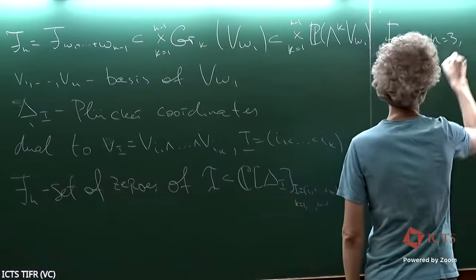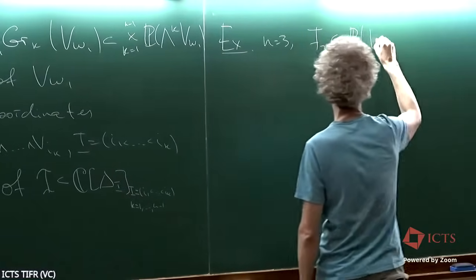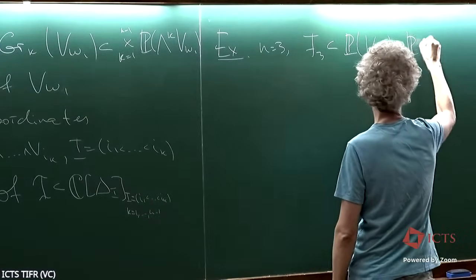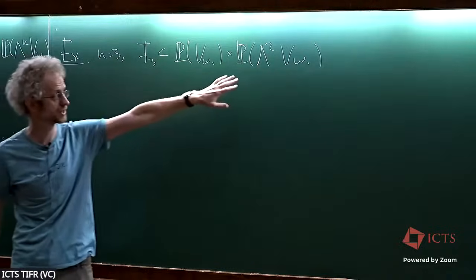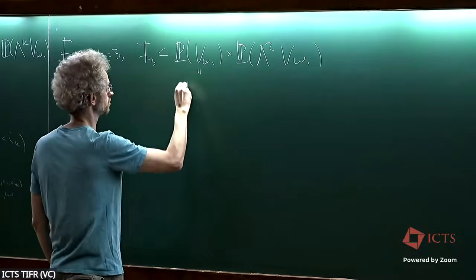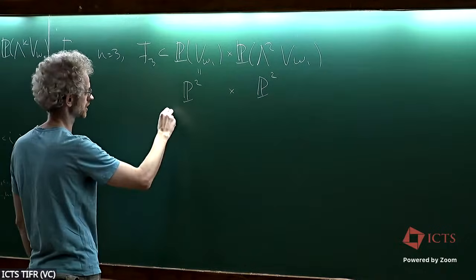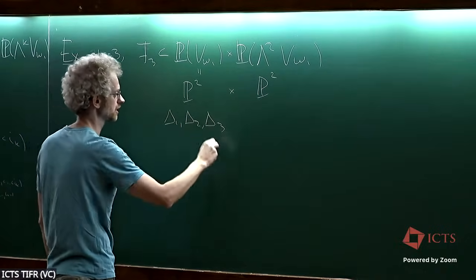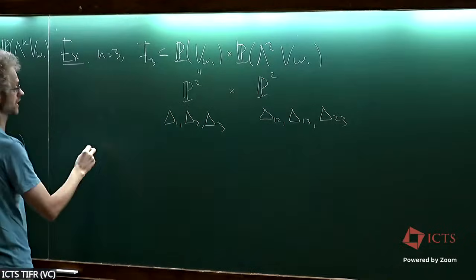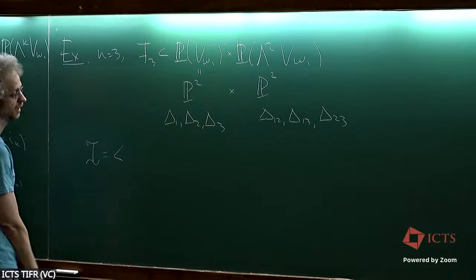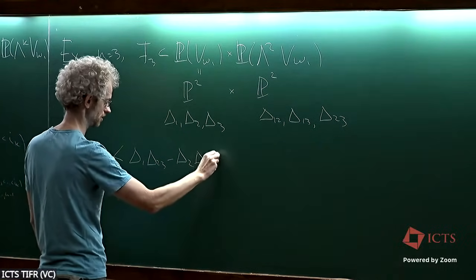So n is 3, and then our variety F3 sits inside P of V omega 1 times P of Λ^2 of V omega 1. So actually, this is a three-dimensional space, and the second wedge power is also a three-dimensional space. So this is the product of two P2s, just two-dimensional projective spaces. And here we have coordinates delta 1, delta 2, delta 3, and here we have coordinates delta 12, delta 13, delta 23. And I is actually generated by the single polynomial, which is delta 1 delta 23 minus delta 2 delta 13 plus delta 3 delta 12.